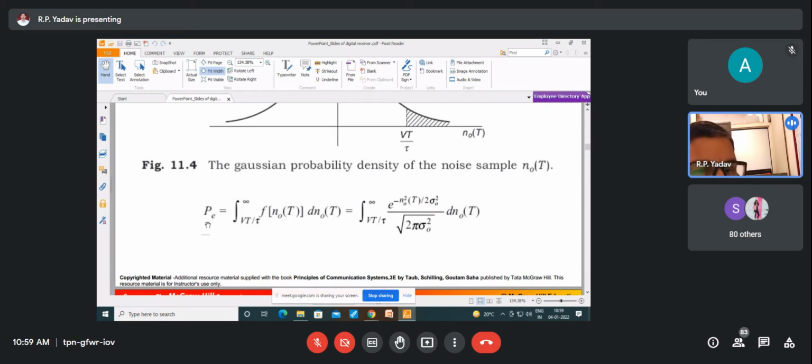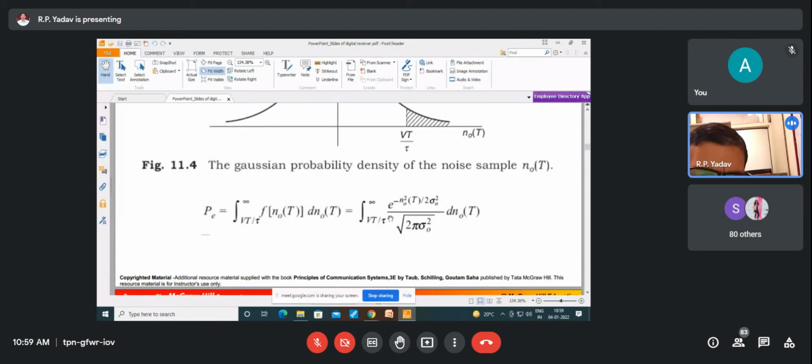My probability of error will be from Vt upon tau. Vt upon tau is this particular threshold level, corresponding to my output signal level. Now you integrate from this level to infinity, because I want to know the effect of this noise power on my probability of error. So I integrate Fn0t dn0t over this tail. I think you know about Q functions also.